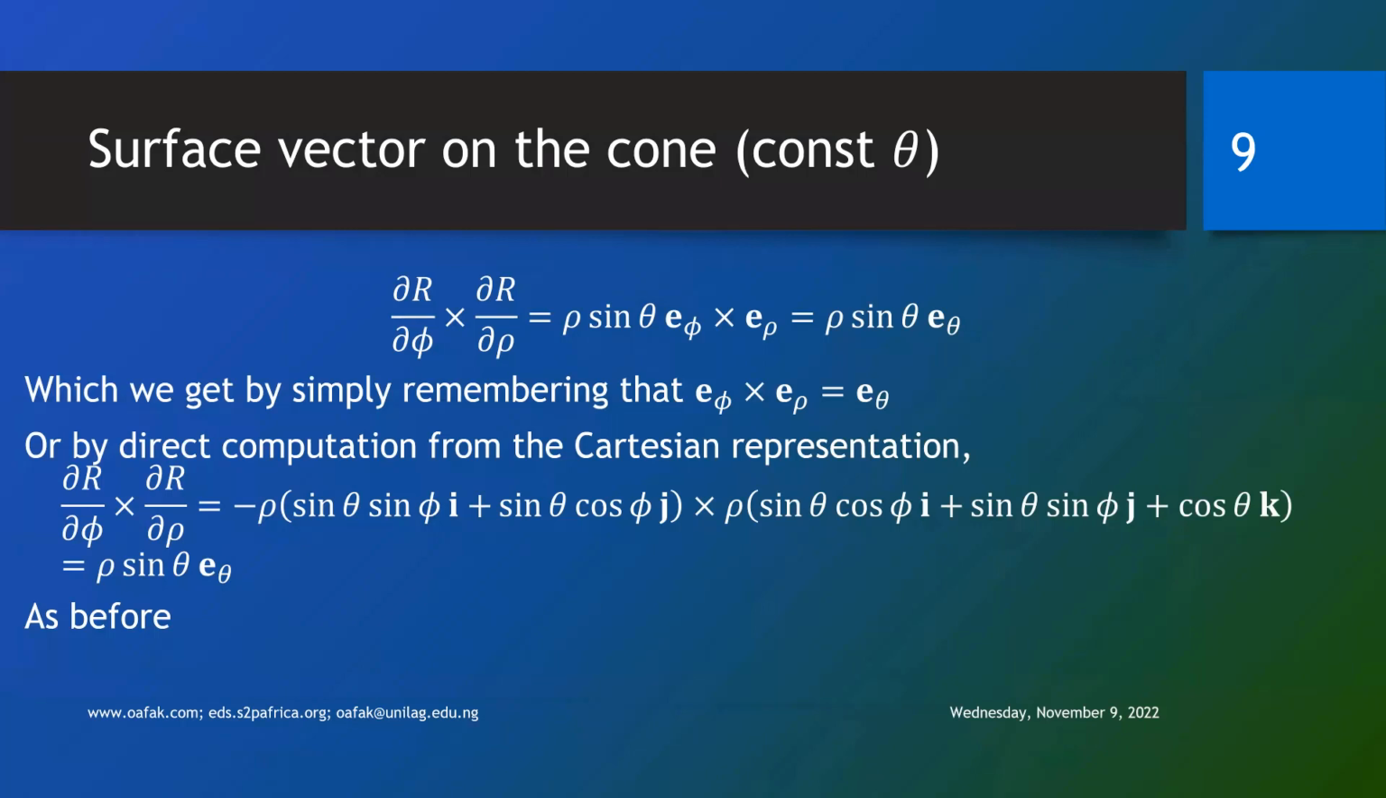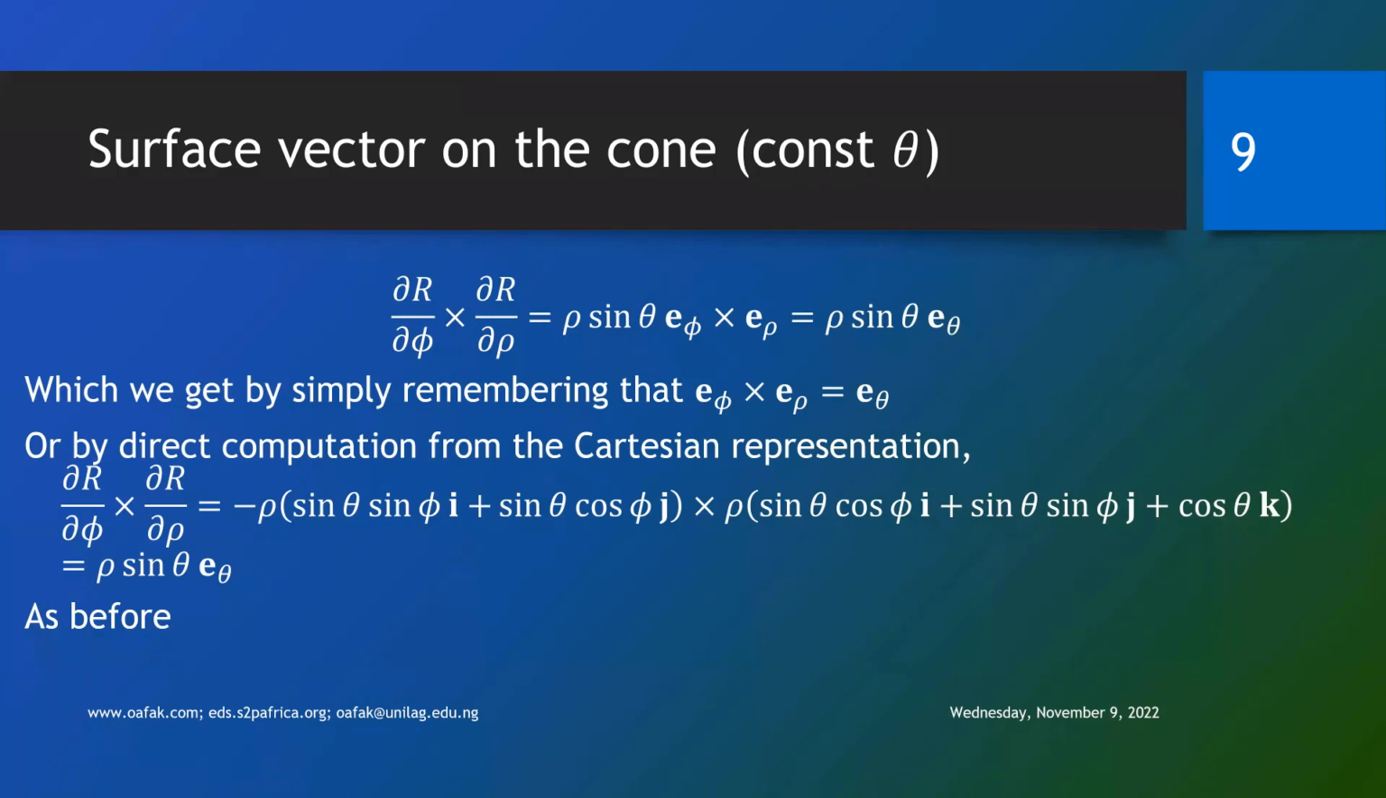Now, what is the surface vector on the cone? On the cone, theta is constant, so we cannot differentiate with respect to theta, but we can differentiate with respect to phi and with respect to rho. When we differentiate with respect to phi, we get rho sin theta e phi, and when we differentiate with respect to rho, we simply get e rho.